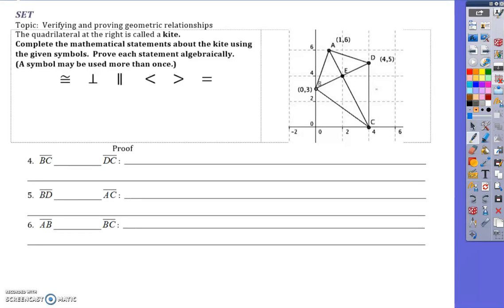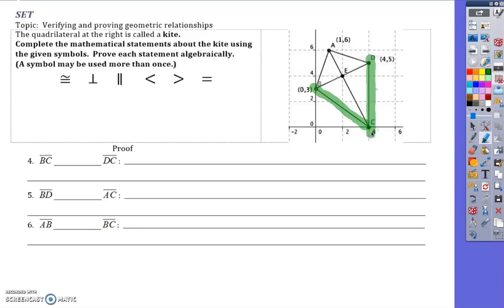So then we're going to be proving and verifying geometric relationships in the Set. And so in the Set, we're going to be looking for ways to do that. So the directions at the top say, the quadrilateral at the right is called a kite. Complete the mathematical statements about the kite using the given symbols. Prove each statement algebraically. So the first one says BC and DC. So if I look at the picture, I'm going to highlight those. BC and DC.